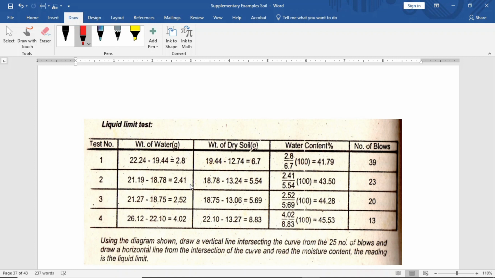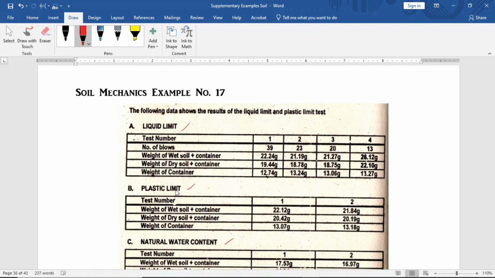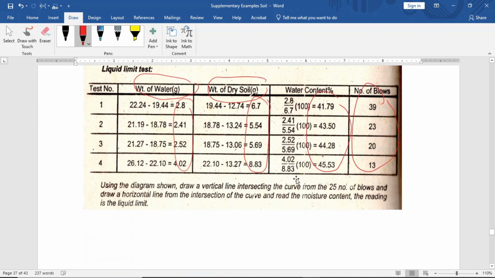So, ito lang ulit yung weight of water. Ito po yan. Tapos, weight of dry soil. Ito po yan. Tapos, moisture content. Tapos, number of blows. Yung number of blows is given. Ito po sa taas. Given po ang number of blows natin. Huwag kayong gagawa ng sarili yung number of blows kasi given yung number of blows natin.